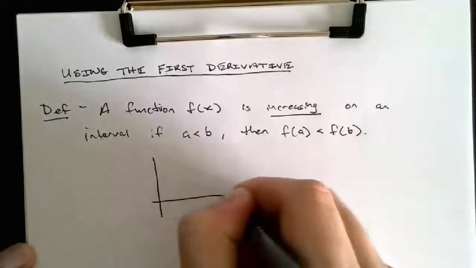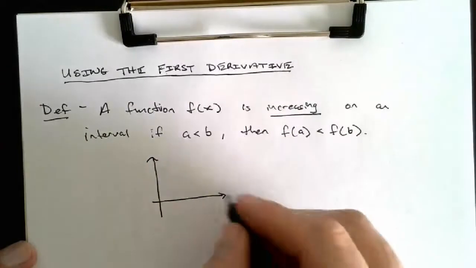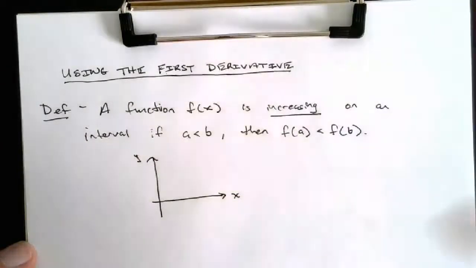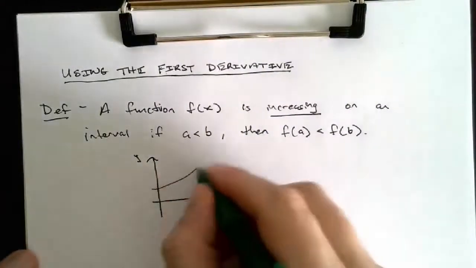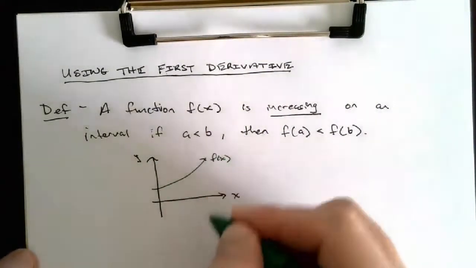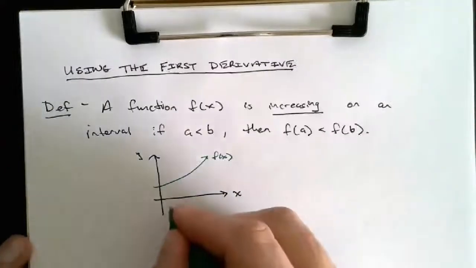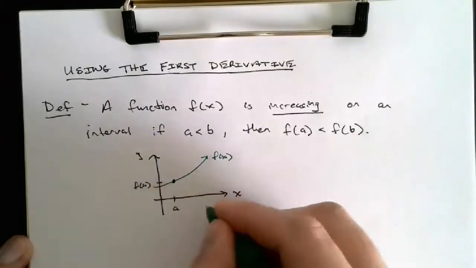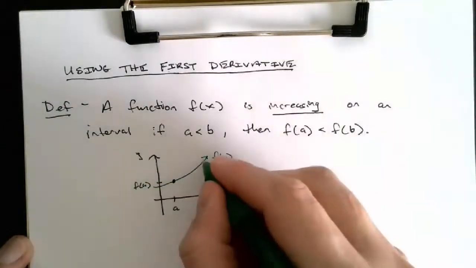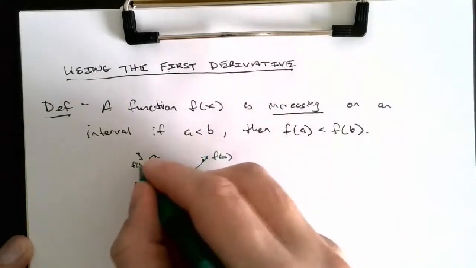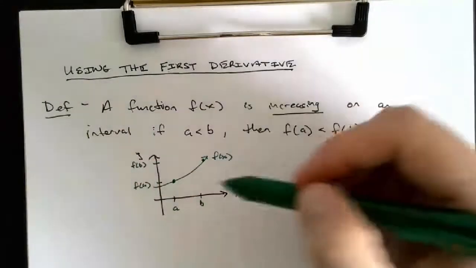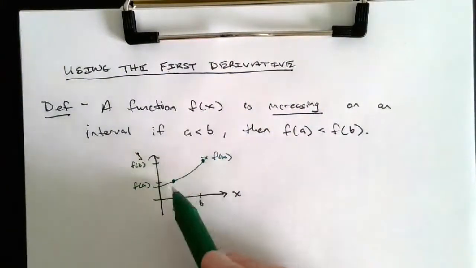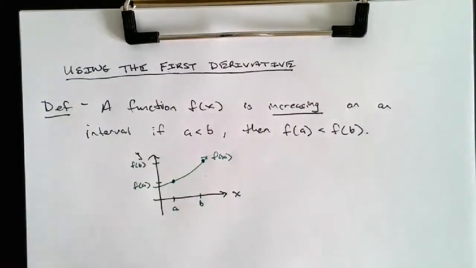Here's a small little sketch showing this, just so you can see it. This is x and this is y. Here's this function I'll call f of x. Here's a, this point would be f of a, here's b, this point here would be a y value of f of b. So what it's really showing is that if a is less than b, then f of a has to be less than f of b in order for it to be increasing, rising from left to right.